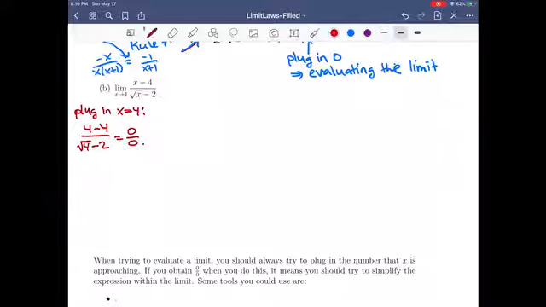Okay, what I'm going to do is multiply by the conjugate. So I'm going to rationalize the denominator. Okay, so I'm going to multiply by the conjugate on the bottom, which is going to be square root x plus 2. And whatever I do to the bottom, I have to also do to the top.